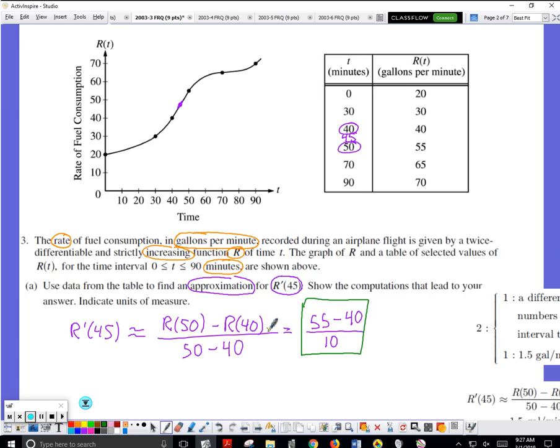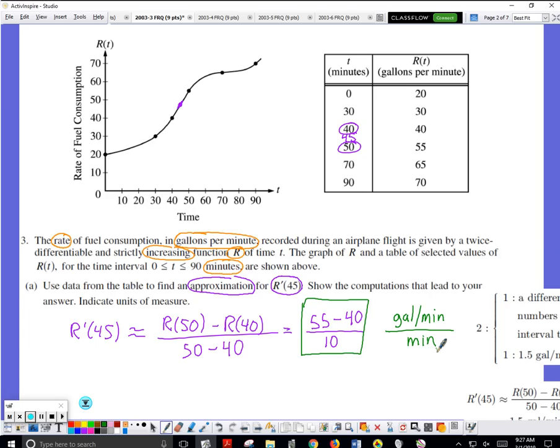Cool. Show the computations. Did that. Indicate units of measure. The units of 55 are gallons per minute. The units of 10 are minutes. Key thing, read carefully, just like you saw me do. Just little by little, don't do it all at once, just slow and careful, working your way through it. Questions?